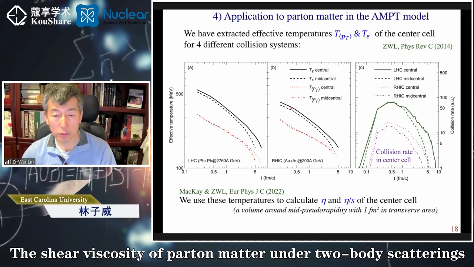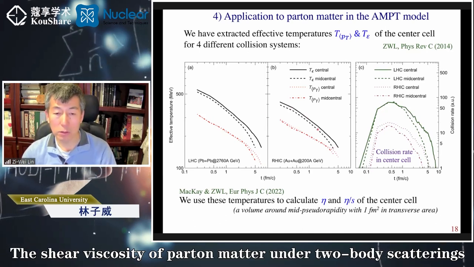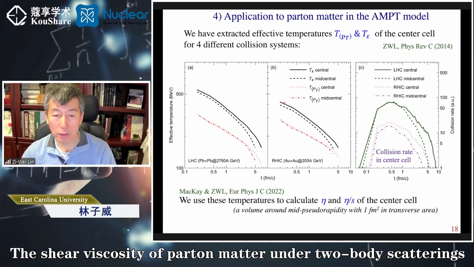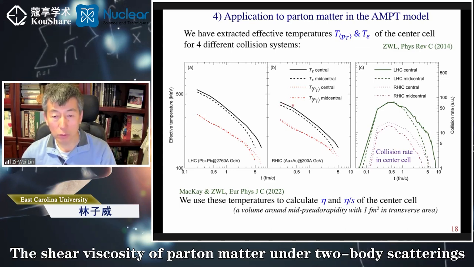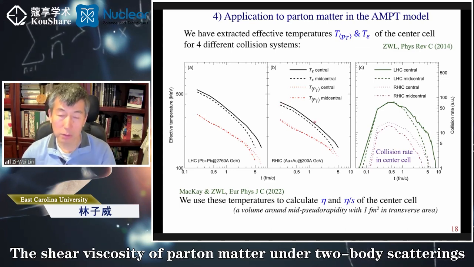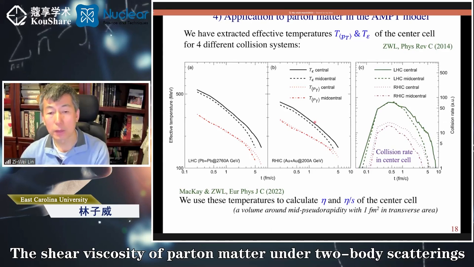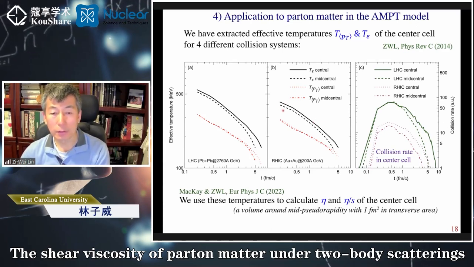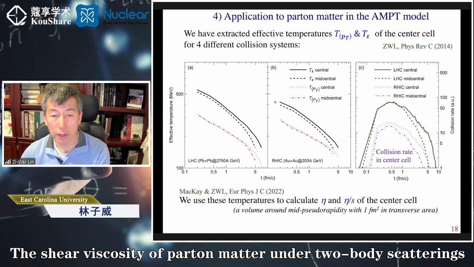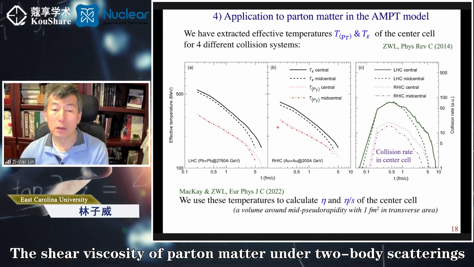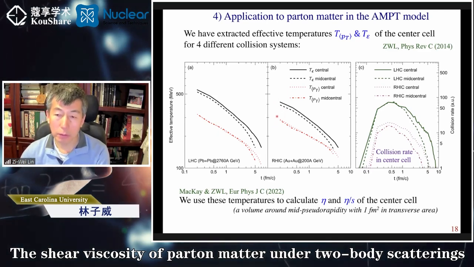And then you can do the same for gold-gold collisions, and the solid line again is the central gold-gold, and the dashed line represents the mid-central gold-gold. Again, the temperature extracted from energy density is higher than that from the mean pT.